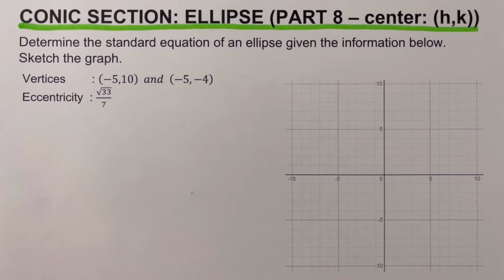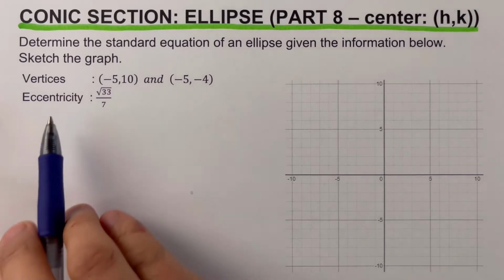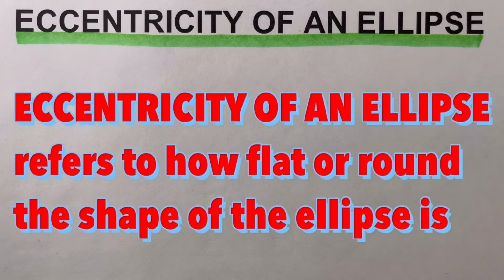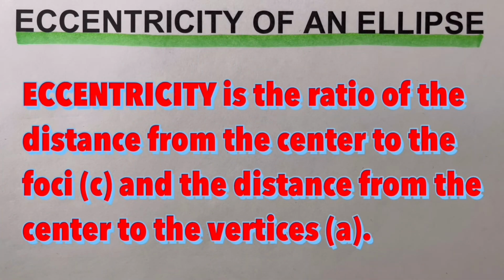Okay, before we move forward, let's have a review on the formula for eccentricity of an ellipse. By definition, eccentricity of an ellipse refers to how flat or round the shape of the ellipse is. Mathematically, eccentricity is the ratio of the distance from the center to the foci, which we usually represent as letter C, and the distance from the center to the vertices, which we usually represent as letter A.